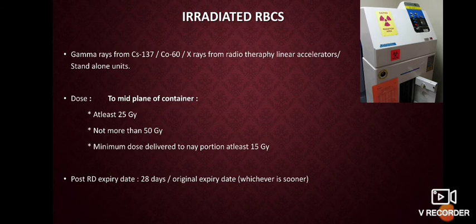Coming to the irradiated RBCs, here we use gamma rays from cesium-137 or cobalt-60, or X-rays from radiotherapy linear accelerators or standalone units. Regarding the dose, the mid plane of the container should receive at least 25 gray radiation, and a maximum of 50 gray, and the minimum dose to any portion of the product should be 15 gray. The post radiation expiry date is 28 days or the original expiry date, whichever is earlier.